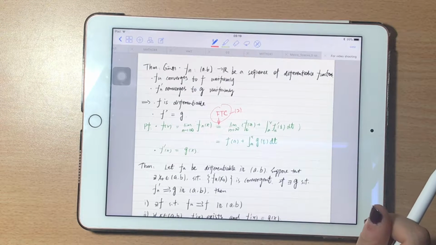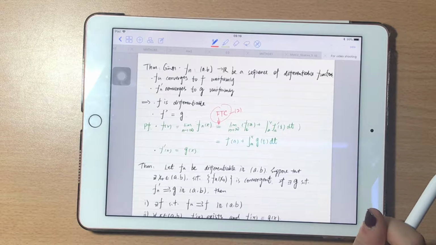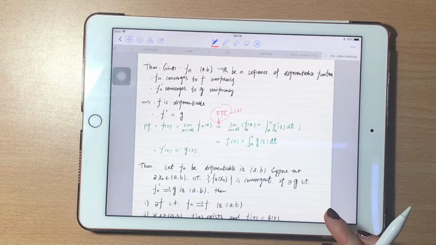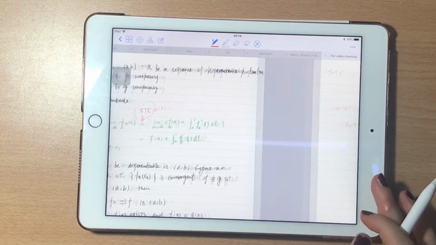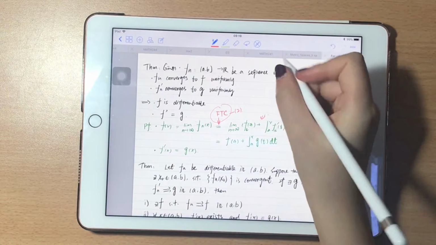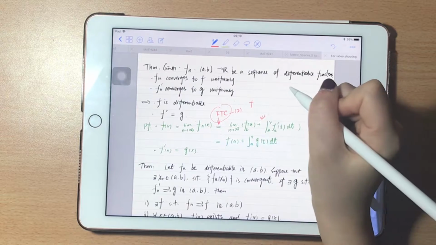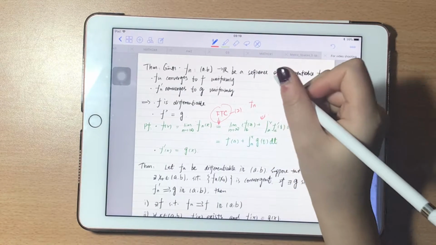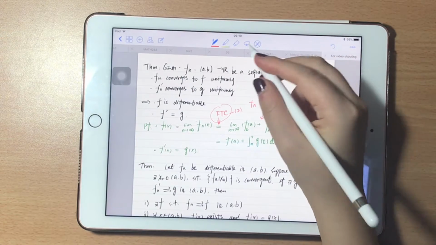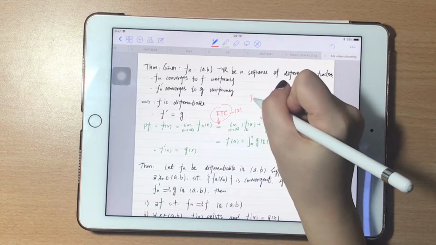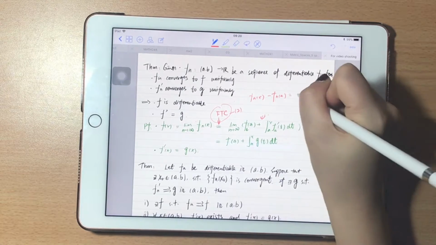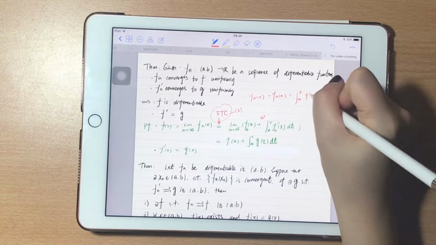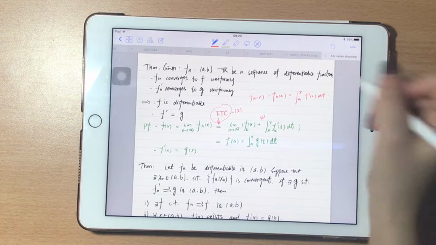So now we are given that fn is differentiable, right? And fn prime converges to g. So here we are actually using fn(x) minus fn(a) equals the integral from a to x of fn prime(t) dt.